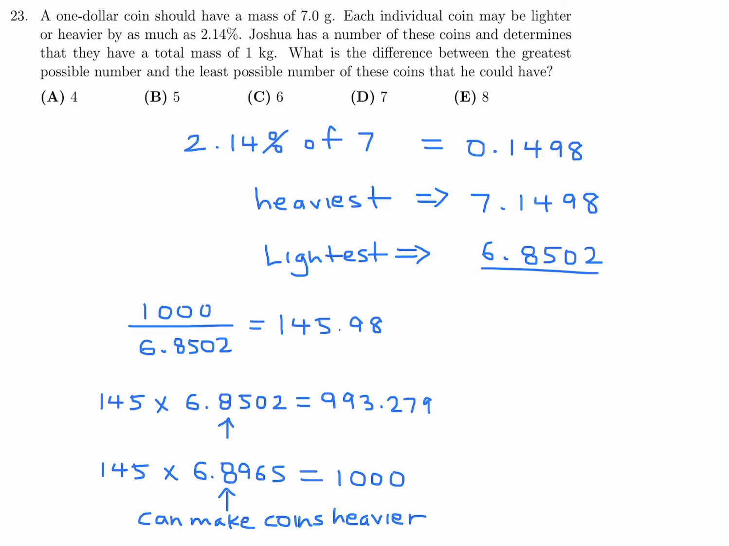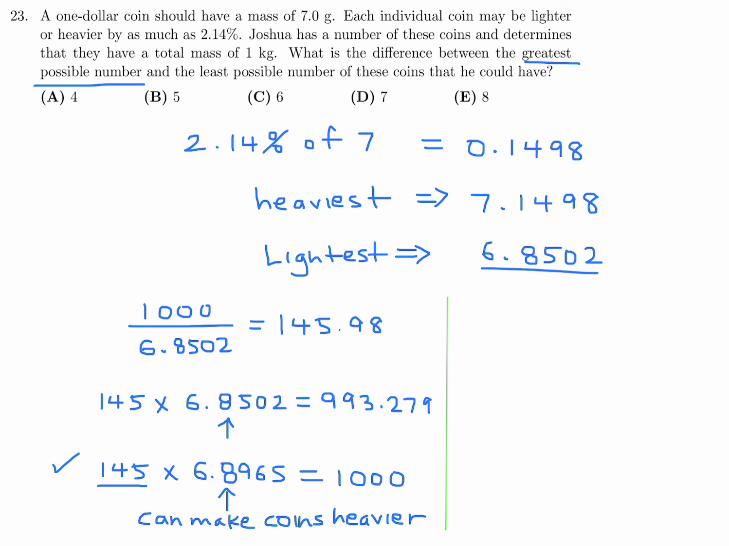Okay, so 145 coins, and if they are on average that much in weight, 6.8965, it becomes exactly 1,000. So this is good. That means I can have 145. So 145 represents the greatest possible number of coins, because the lighter the coins are, the more coins you will be able to have. So that takes care of half the question.